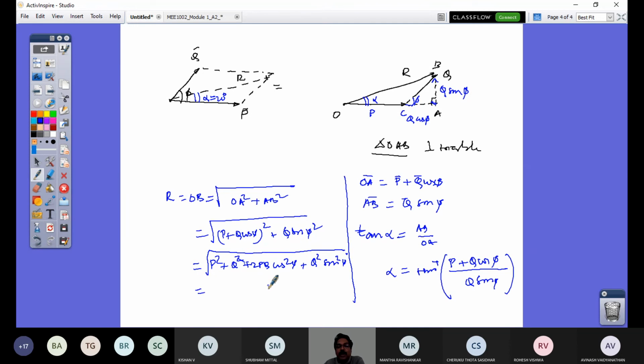So you see here, I have Q squared cos squared phi and Q squared sin squared phi. So Q squared is taken out common. You know sin squared phi plus cos squared phi is 1. So I can rewrite the expression inside the radical as P squared plus Q squared plus 2PQ cos phi. And that is my R, the diagonal of this parallelogram. This R is our 100 Newton force in the problem, and angle phi in our problem is 60 degrees and angle alpha is 20 degrees.